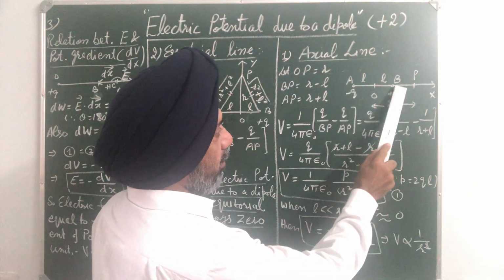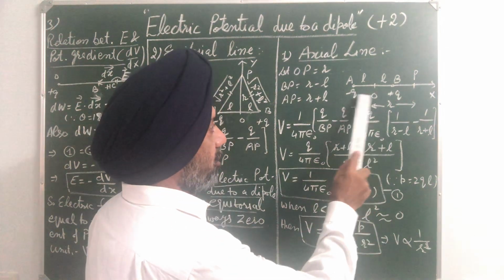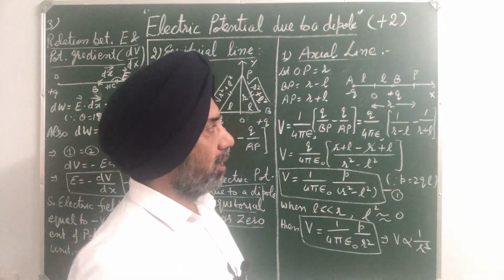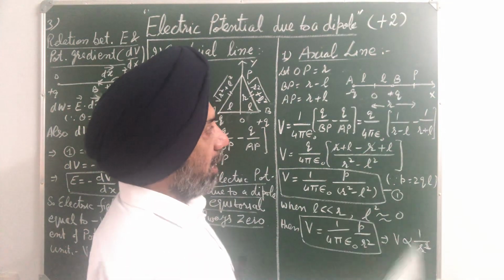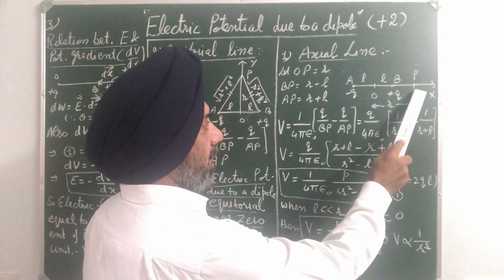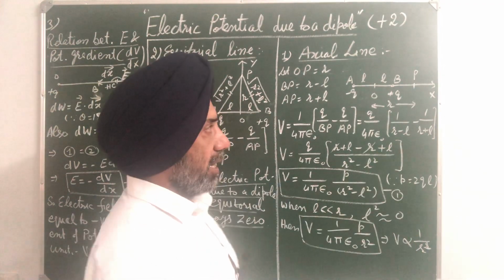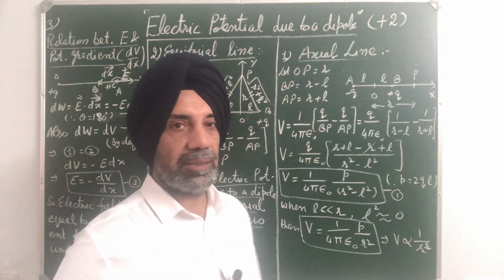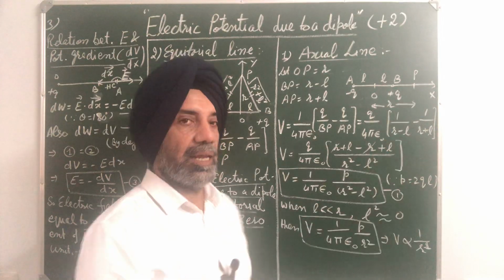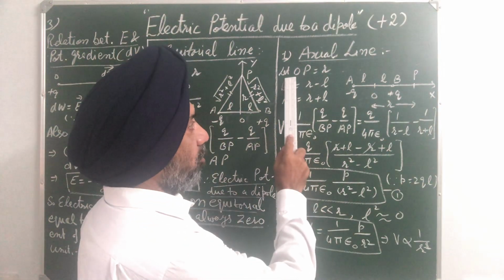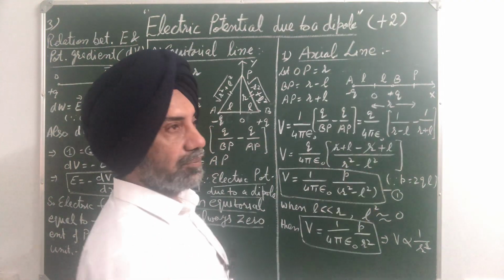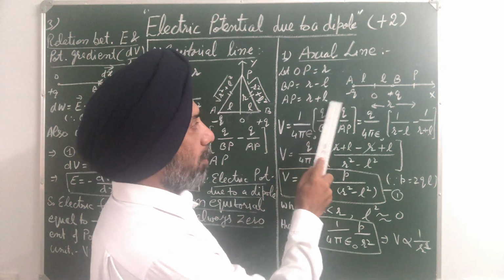Suppose AB is the dipole having minus q and plus q charges at A and B respectively. O is the center of the dipole, 2L is the length of the dipole. Let OX be the axial line. Then let P be any point at a distance r from the center of the dipole where the electric potential due to the dipole is to be determined. Let OP be equal to R, then BP will be equal to R minus L, and AP will be equal to R plus L.